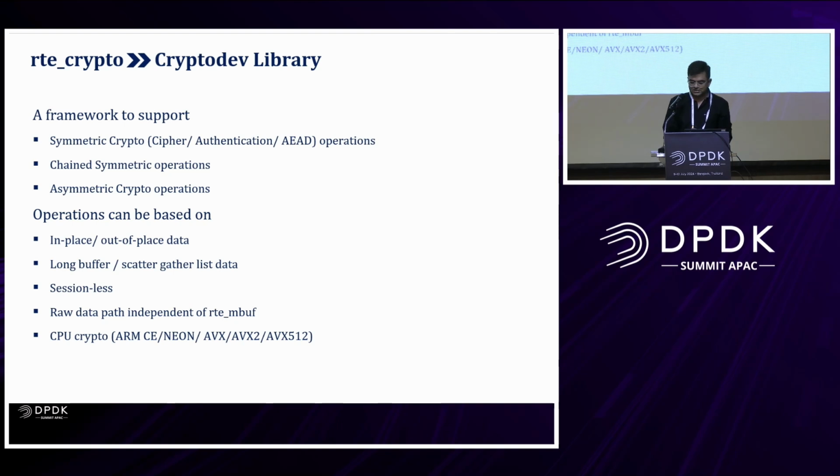Another set of APIs was added in the crypto library to leverage the CPU specific instructions for crypto operations. For example, ARM has Neon and cryptographic extension instructions. Similarly, Intel has AVX instructions.